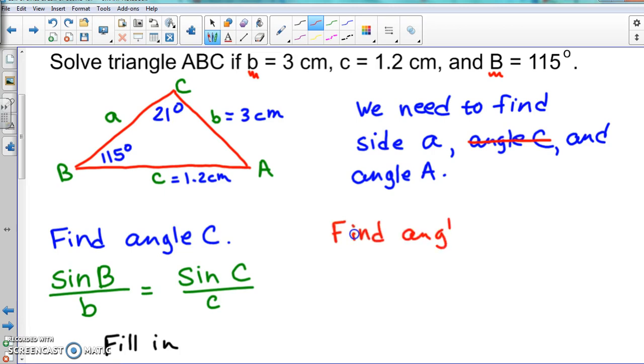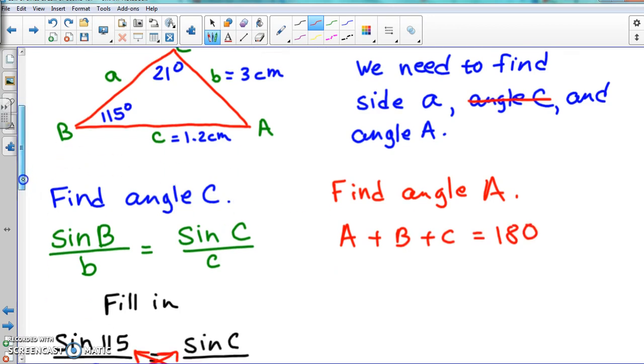Because if we found B and C, we can find angle A quickly. So here we know again A plus B plus C equals 180. Once we do that, we can fill in what we know for angle B, which is 115, and angle C, which is 21. Alright, so we filled that in.